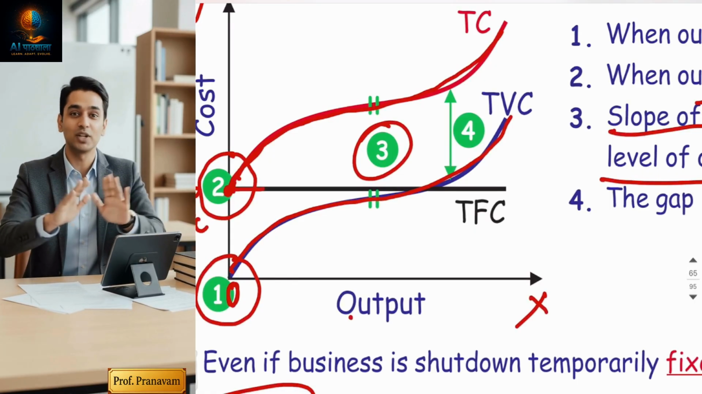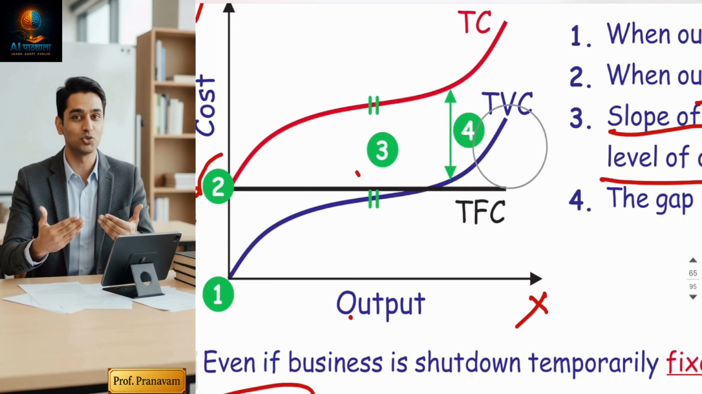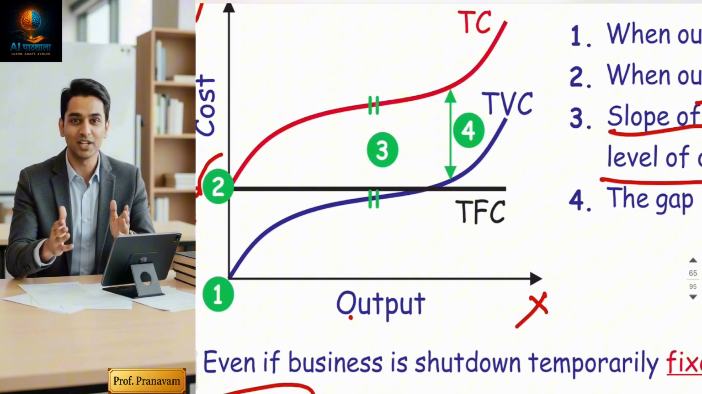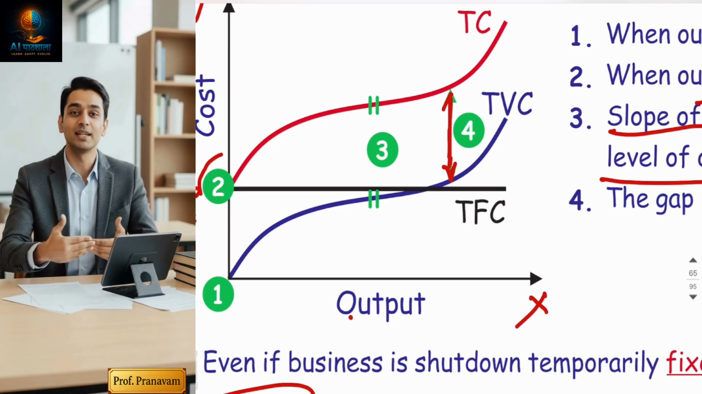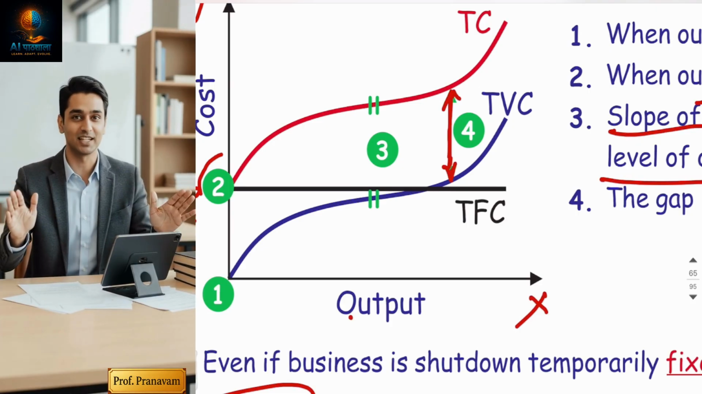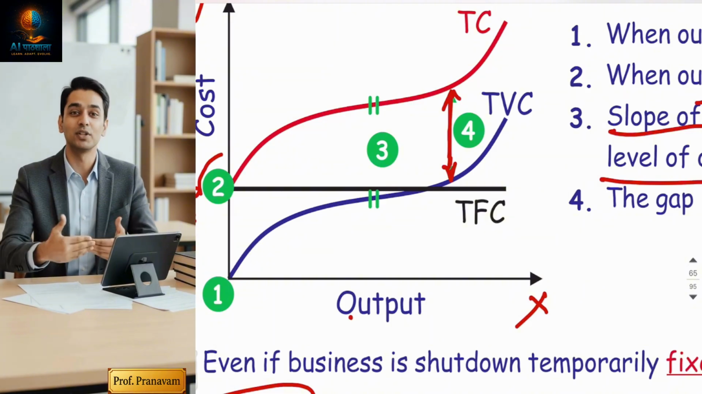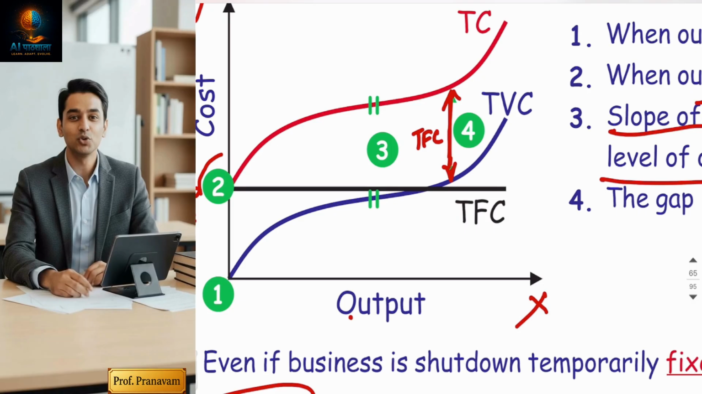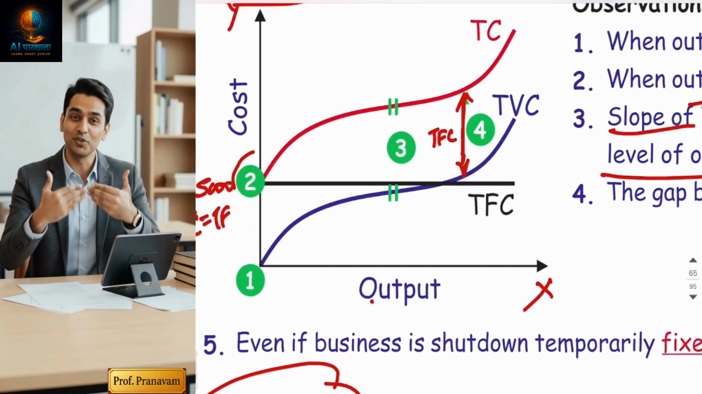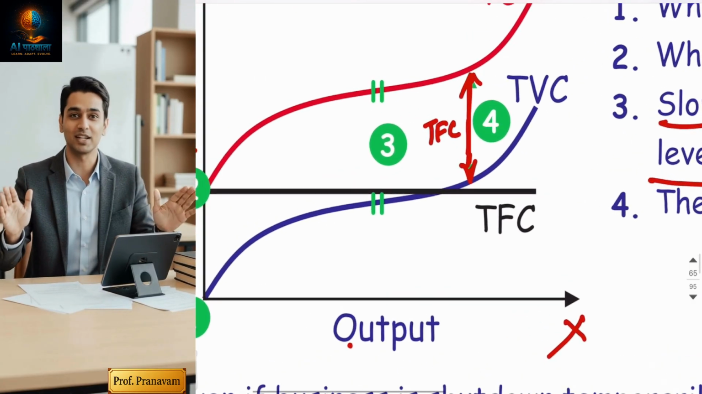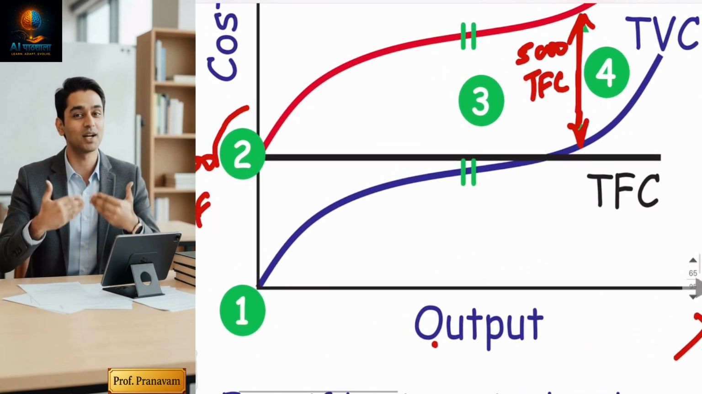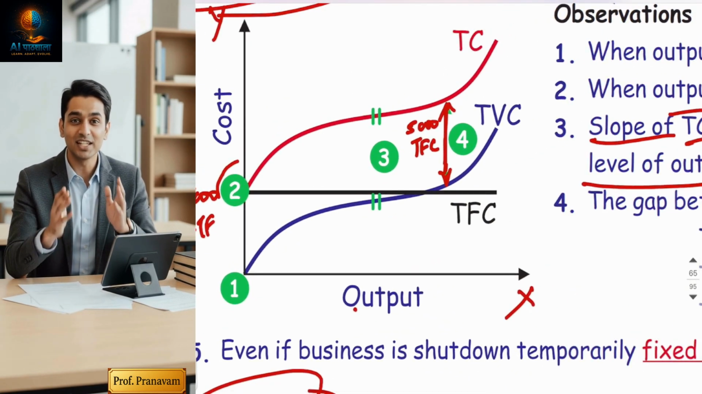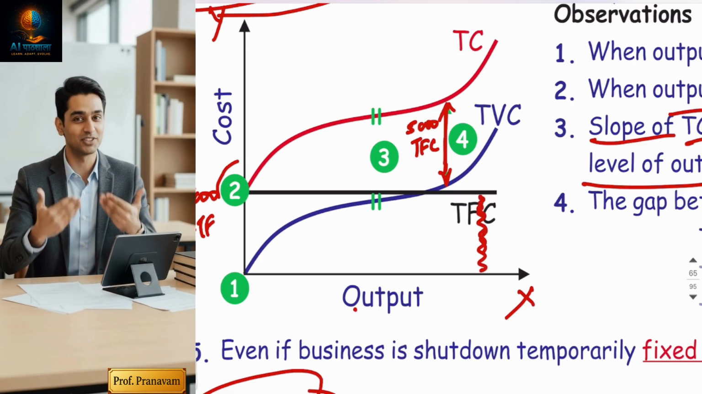Now, one more thing. TC is my red curve, and the blue curve is my total variable cost. So can I say there is a gap between total variable cost and total cost? What does this gap indicate? Guys, it is my total fixed cost. For example, my fixed cost is 5,000, so this gap is 5,000 throughout, if you judge it. And you know what? This curve. So listen to this.